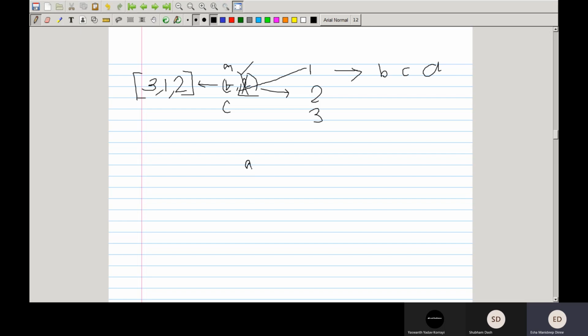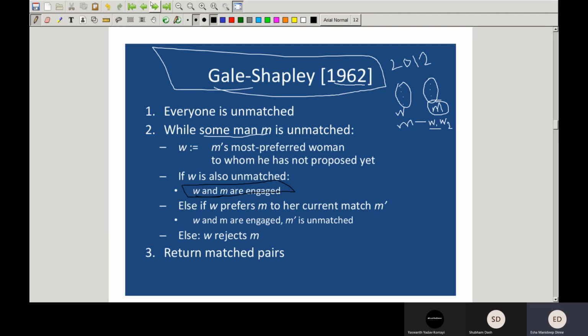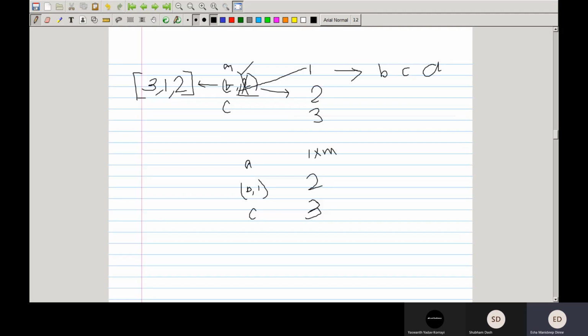So what will happen is A, B, and 1, C, and 1 will be currently matched, 2 and 3 will be unmatched. So yeah, 1 will be currently matched, 2 and 3 will be unmatched. So this is what will happen. And if, let's say in this case, B is matched with 3, the person she prefers the most, then she will just ignore the proposal given by 1. So yeah, that's what's happening in this algorithm.